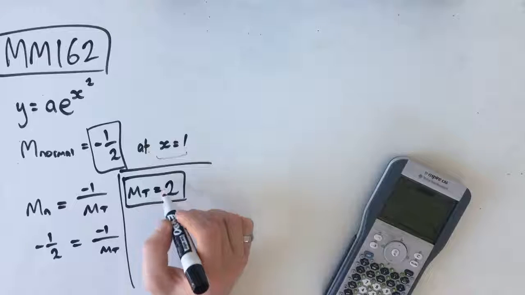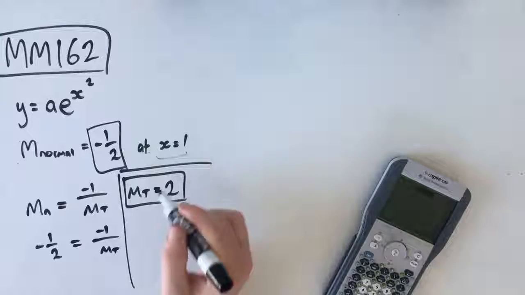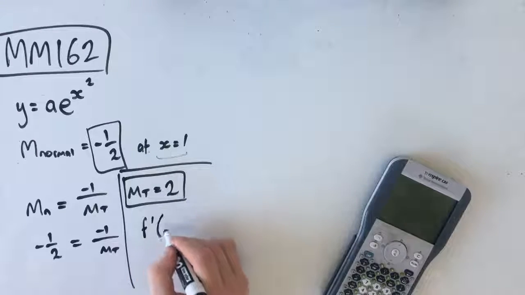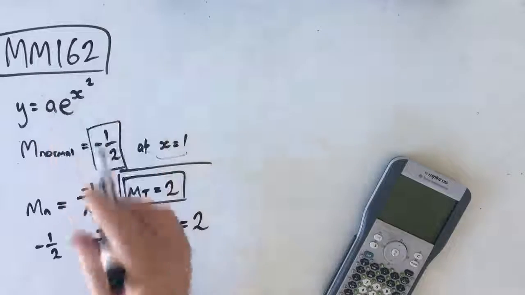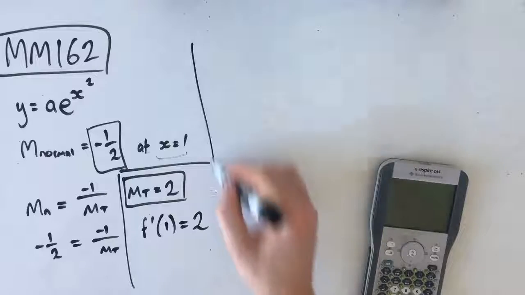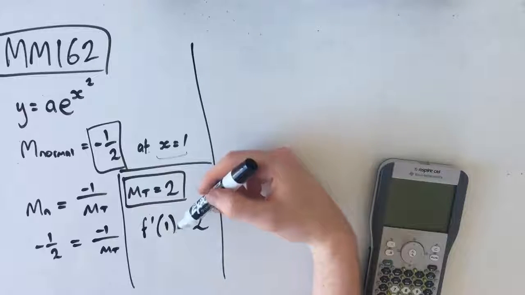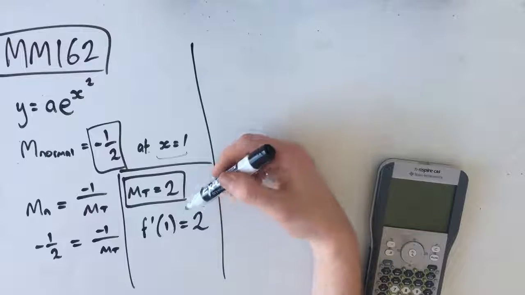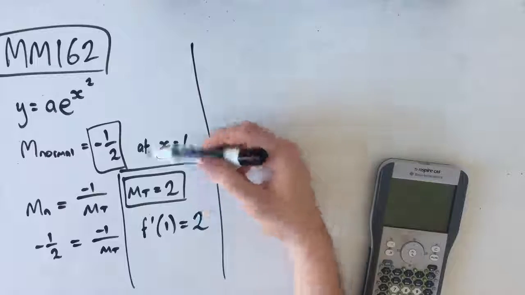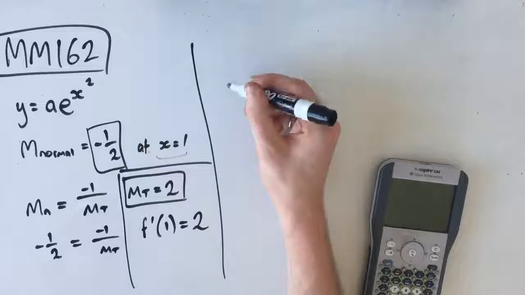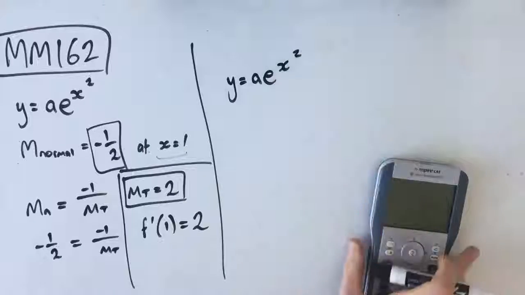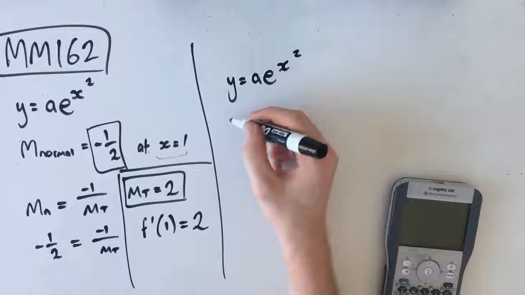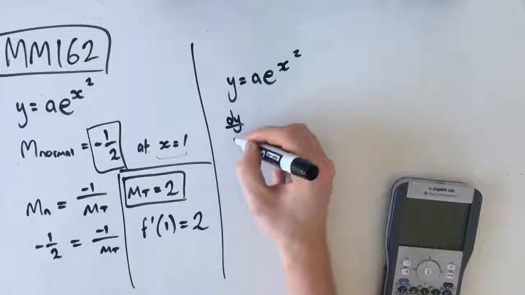This gradient occurs at x equals 1, which means that f dash of 1 is equal to 2 for this original function. From here, we know that the gradient is given by the gradient function, which is found by differentiating our original function. So if y is equal to ae to the x squared, dy/dx is going to give us our gradient function.